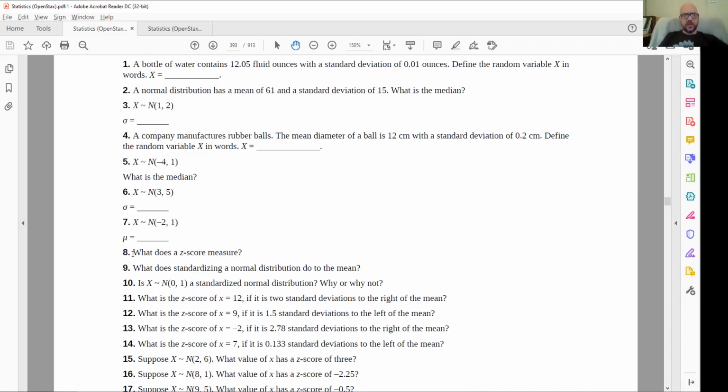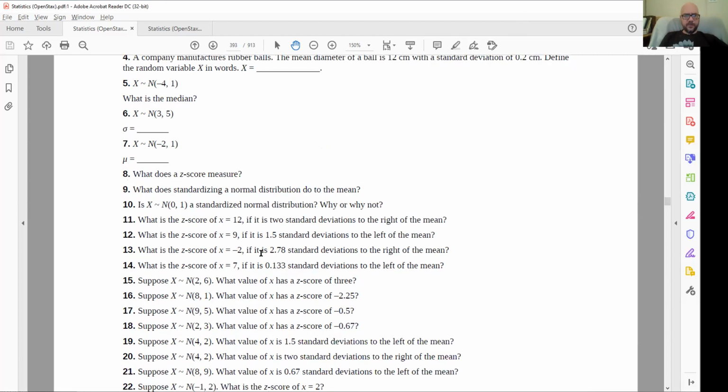Keep this in mind when we're doing the next couple of questions, because they're really helpful. So we have 11, 12, 15, and 19. 11: what is the z-score of x equals 12 if it is 2 standard deviations to the right of the mean? It turns out this is just a trick question. The x equals 12, which seems like the important part, is not. The important part is that it is 2 standard deviations to the right of the mean. So the z-score is 2. That's all you've got to do there.